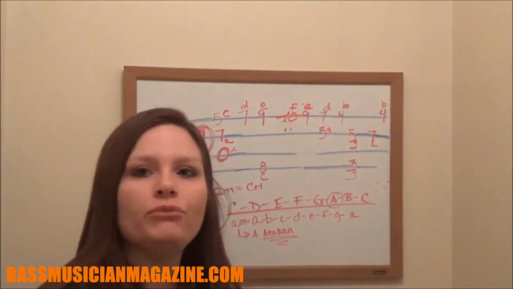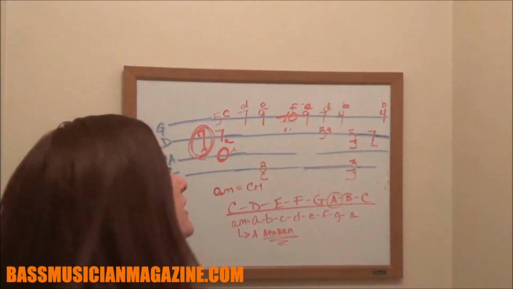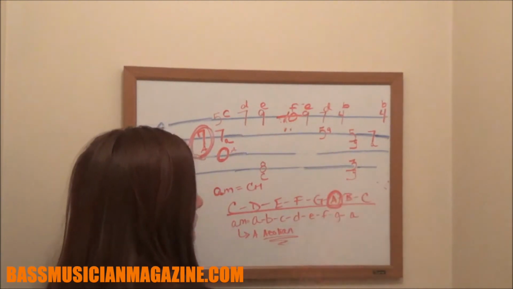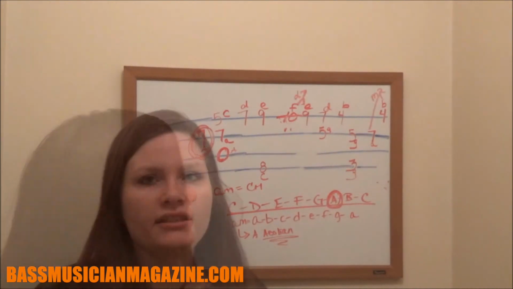So anytime you are looking at your major scale and you're doing modes, most common is going to be your 6th note of that scale. It's known as the Aeolian mode, which is the minor scale, the natural minor scale. So that's pretty much it.